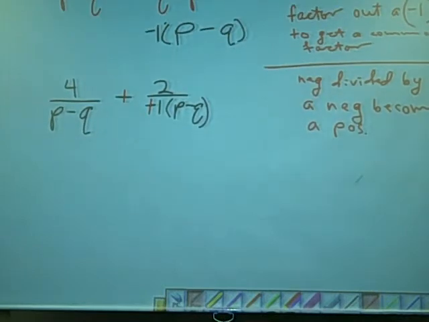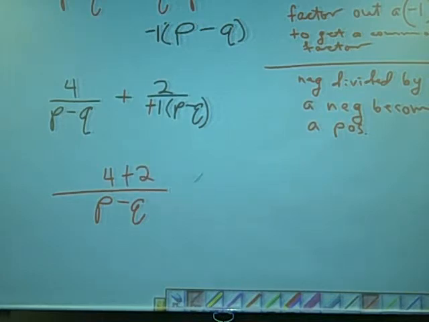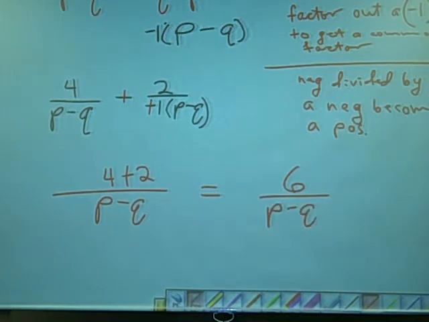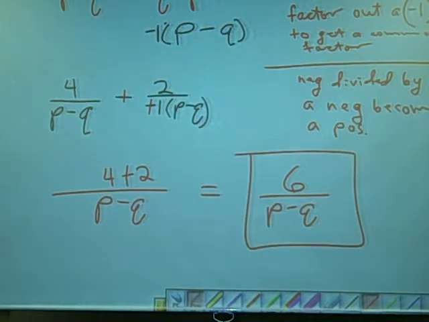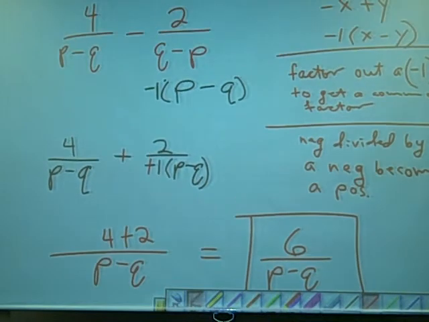Okay, so we have our P minus Q as the common denominator, and we have 4 plus 2 that we're adding. So we end up with 6 over P minus Q. And that's our answer.